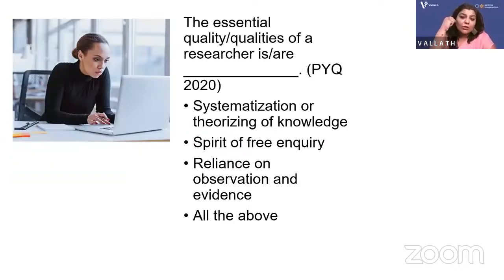The essential quality or qualities of a researcher is or are: systematization or theorizing of knowledge, spirit of free inquiry, reliance on observation and evidence, all of the above. Is it all of the above? Yes, it seems so. A researcher should have these qualities to produce a research work. Right. So I guess we'll go with all of the above.